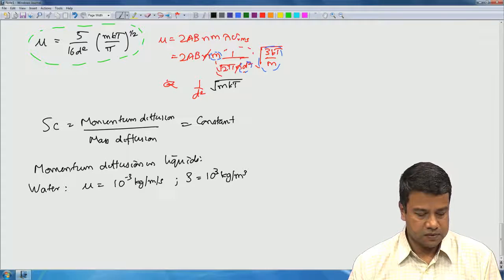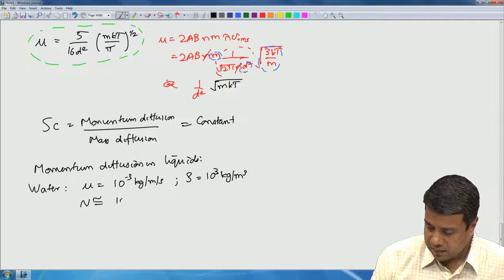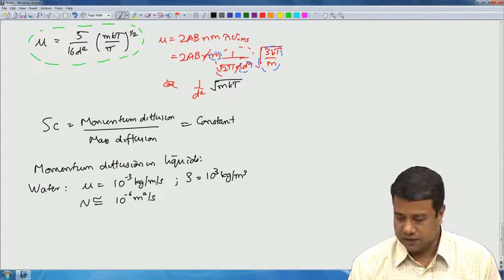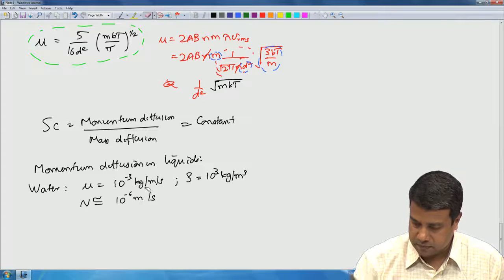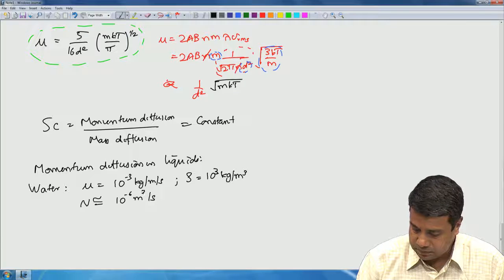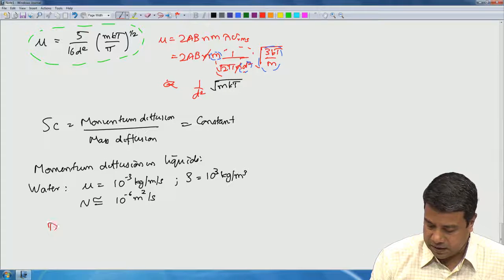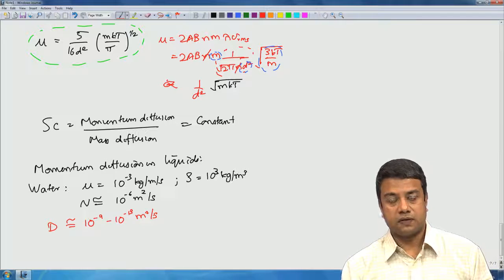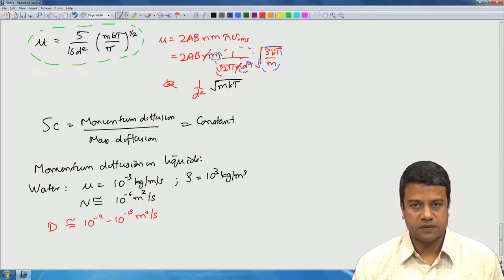The density is approximately 1000 kilograms per meter cubed. That means that the kinematic viscosity is 10 power minus 6 meter square per second. I just take the dynamic viscosity divided by the density and I get about 10 power minus 6 meter square per second. Recall that I had told you earlier that the mass diffusion in liquids is much slower, of the order of 10 power minus 9 to 10 power minus 13 meter square per second. Therefore, in liquids the kinematic viscosity, the momentum diffusivity, is much larger than the mass diffusivity.